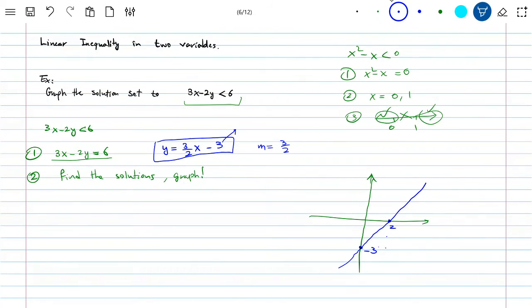What does this line represent? This is exactly 3x minus 2y equal to 6. So I graphed the solution to the equality. This is the second part. Find the solution. I found the solution. What is the third step? The third step would be to pick test points.